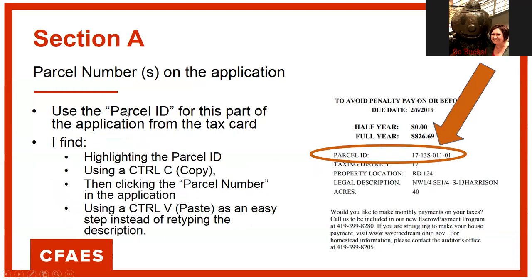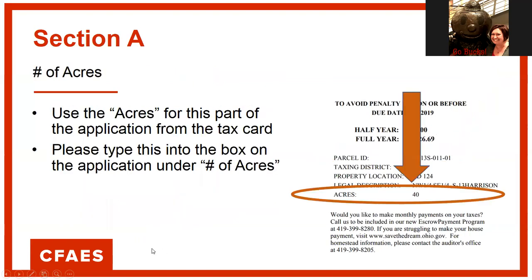The next box on that chart is the parcel number on the application. Where you find that on the tax statement is under parcel ID. And so from our example right here, the parcel ID is 17-13S-011-01. Again, I recommend just clicking in front of parcel ID and doing that Control-C, clicking back in the application under parcel number and Control-V, or if you're handwriting, just write that in.